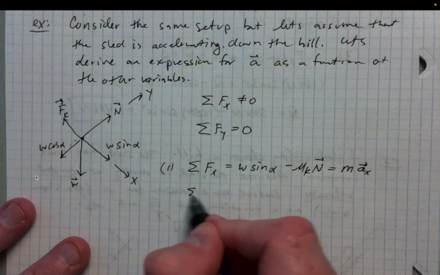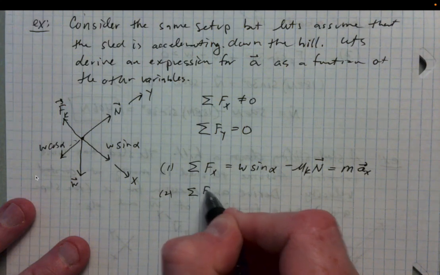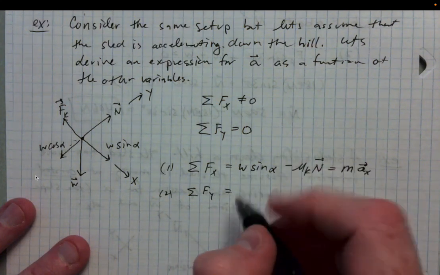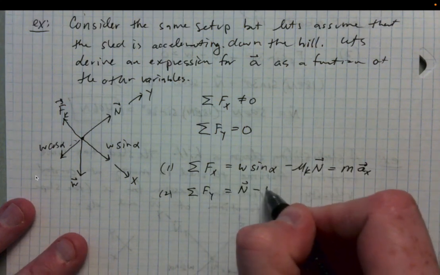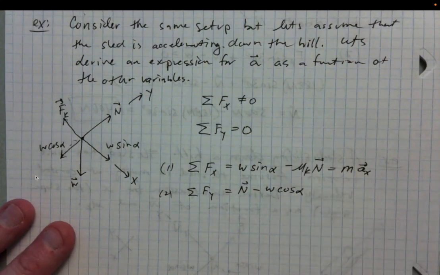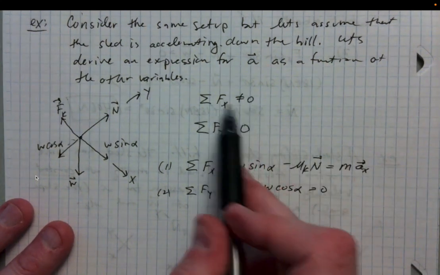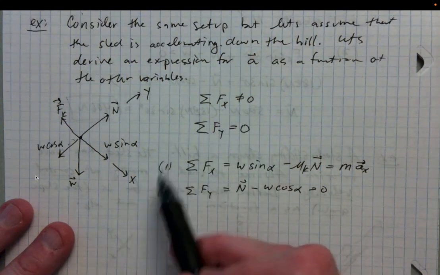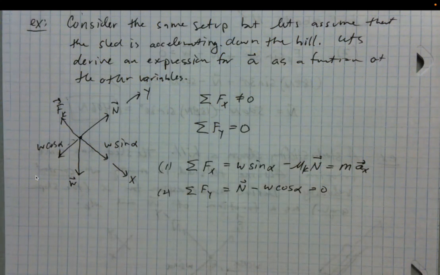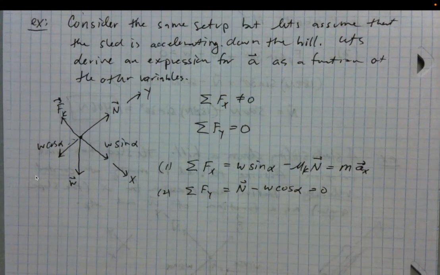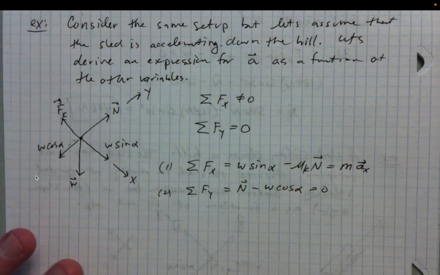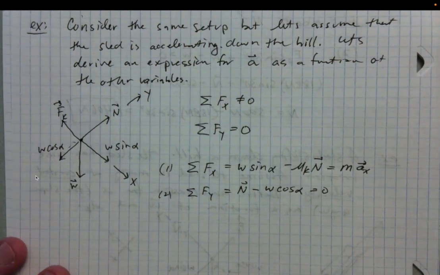The second equation is the sum of the forces in the y direction, so they're equal to the normal force minus W cos alpha, and these are equal to 0, right? Remember what we said here. The sled is not accelerating into the mountain or being accelerated off of the mountain in a vertical direction. It is stationary in equilibrium in that respect. It's just accelerating down the hill, right? Not off the hill. Okay.